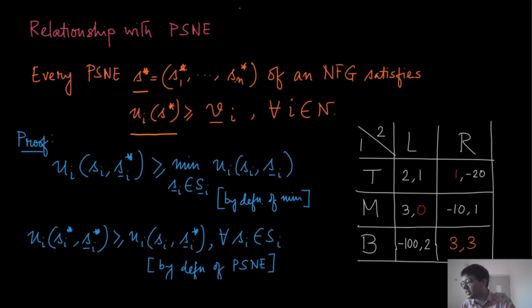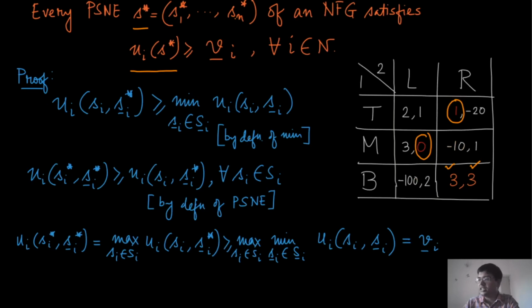So in the previous example, the Maxmin value for player 1 was 1, that we already computed. The Maxmin value for player 2 is 0. You can see that the corresponding Nash equilibrium utilities are actually greater than this for players 1 and 2. But this is not a coincidence, this has to happen. Now the proof is very simple, it's just writing down the expressions appropriately.